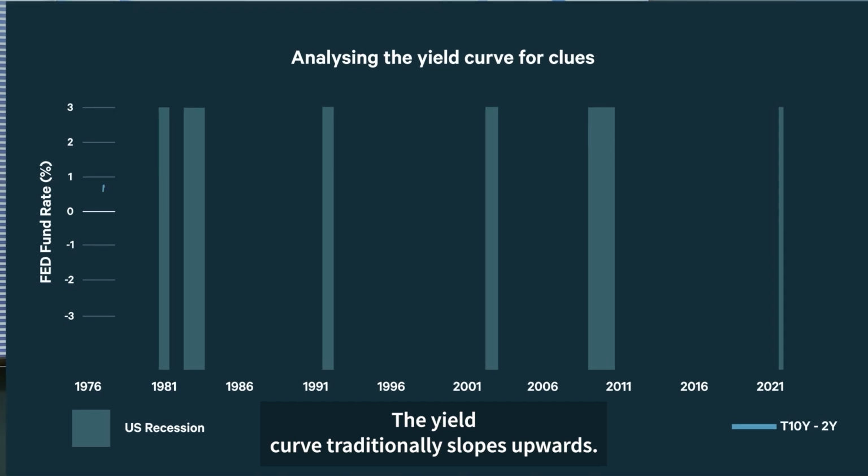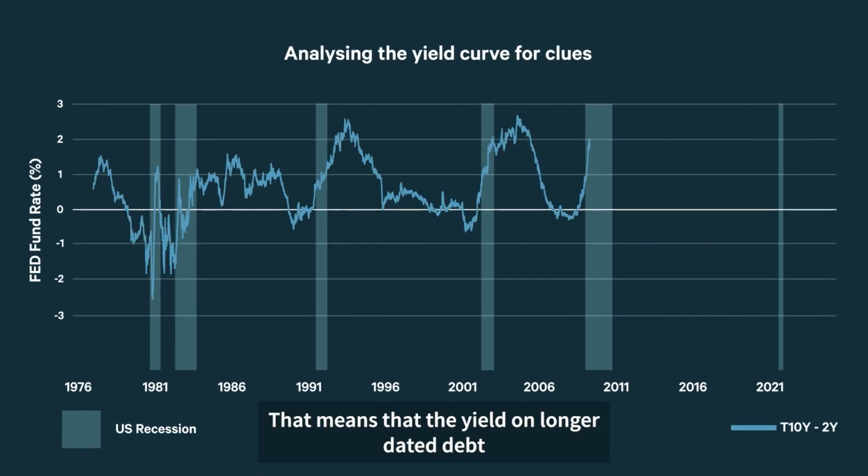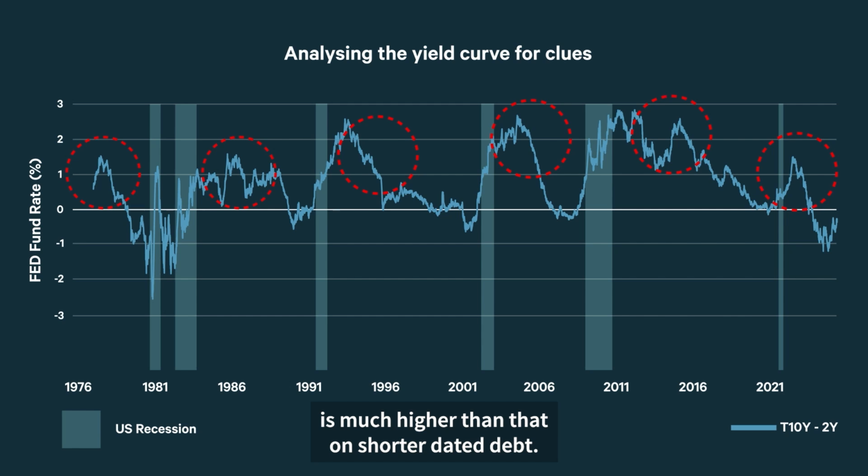The yield curve traditionally slopes upwards. That means that the yield on longer dated debt is much higher than that on shorter dated debt. And on the graph you can see here, that means that the line is above the 0 point.